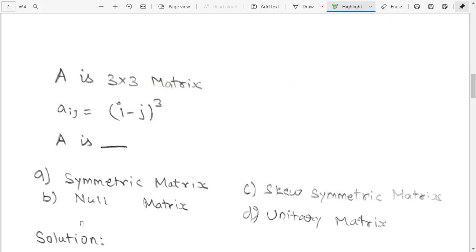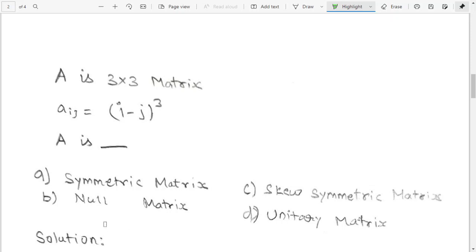Basically these are very easy questions. If you have an idea, even a common sense student studying in 12th standard can solve these questions, because they have given all the data. You just need to put it in, get the final matrix, and check whether the properties of this matrix match any of the four matrix types given in the question.